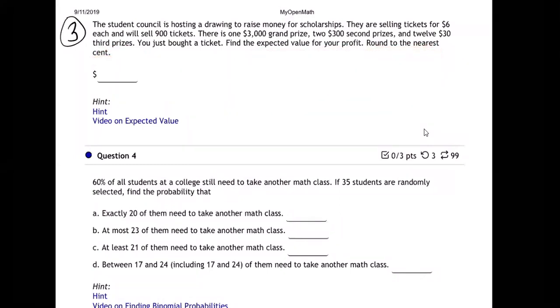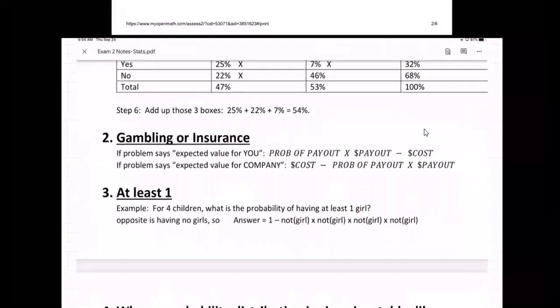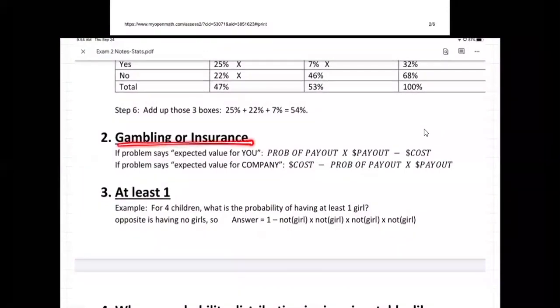All right, expected value. How do we do expected value? Like I said, I made a new formula for you on the formula sheet. Let me show it to you again right here. Gambling or insurance. I want to make it easier for you. If the problem says expected value for you, take the probability of the payout times the dollars of the payout minus the cost.